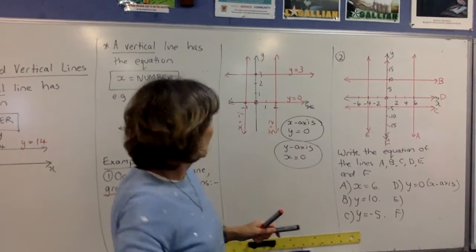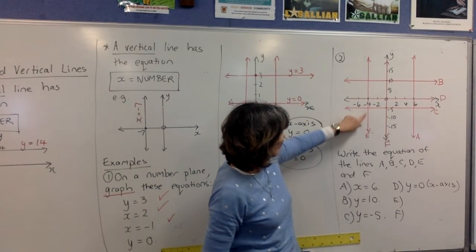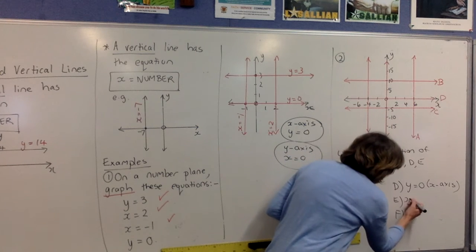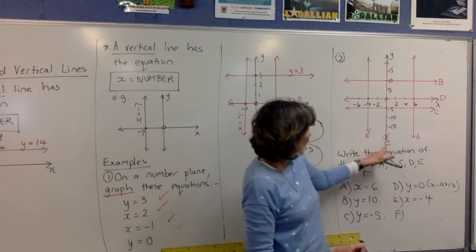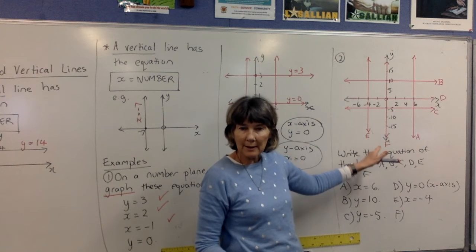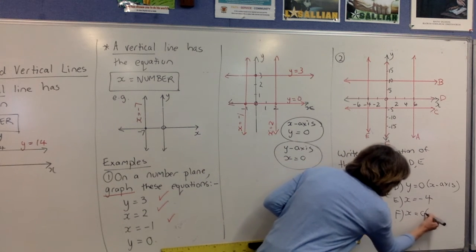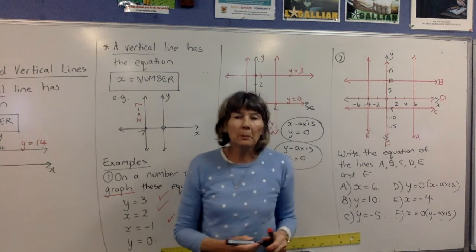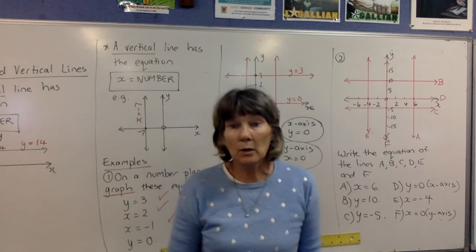Now we're looking at E. Here's E. E is going through the x-axis at -4. x equals -4. And where's F? Here's F, and it's right on the y-axis. And what's the equation of the y-axis? Opposite letter. x equals 0 for the y-axis. So these ones are pretty easy, but you've just got to practice them so you don't forget it. All right? Good luck with your homework.